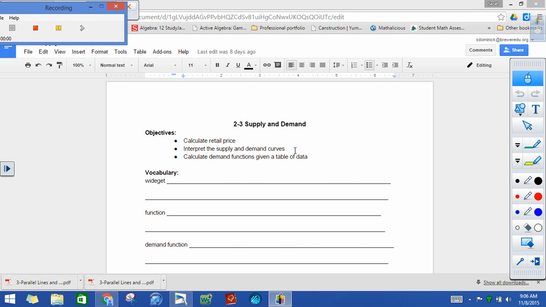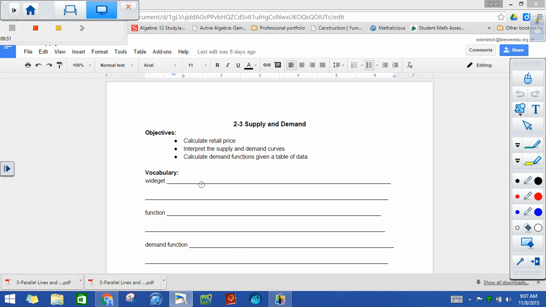Okay, so for your vocabulary, your first word is widget. I used to just think that was some funny thing that our math books would use. It's a real thing. A widget is the name economists give new, unnamed products. So what do economists call new, unnamed products? Widgets.